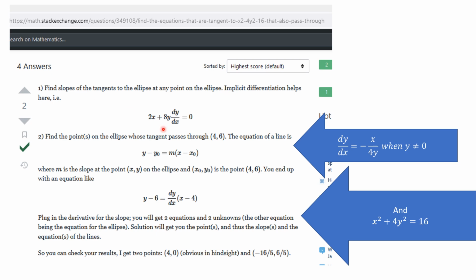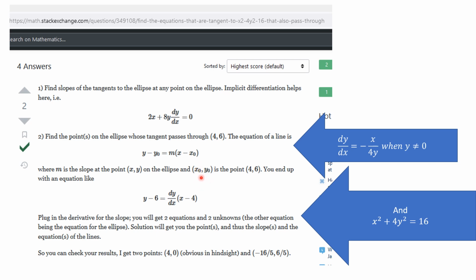So what we do is we use implicit differentiation on the equation of the ellipse, and we find out that dy/dx is equal to minus x over 4y. And that's for y not equal to 0. And that means that when y doesn't equal 0, then we have y minus the y coordinate is equal to the slope, and this is the slope times x minus the x coordinate.